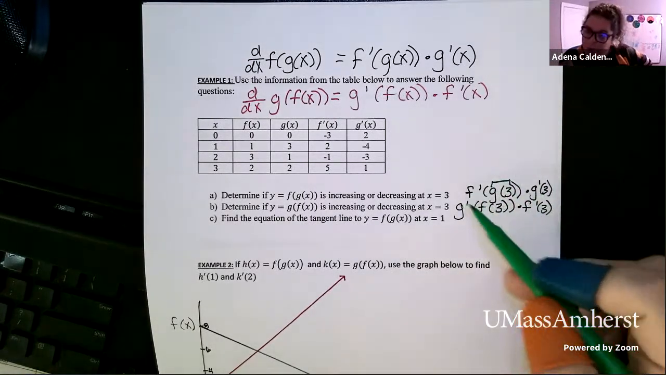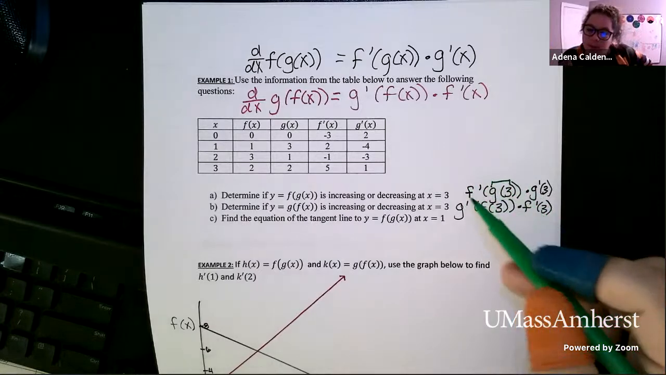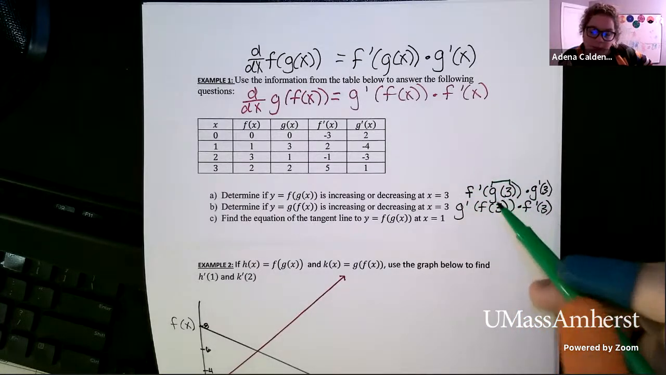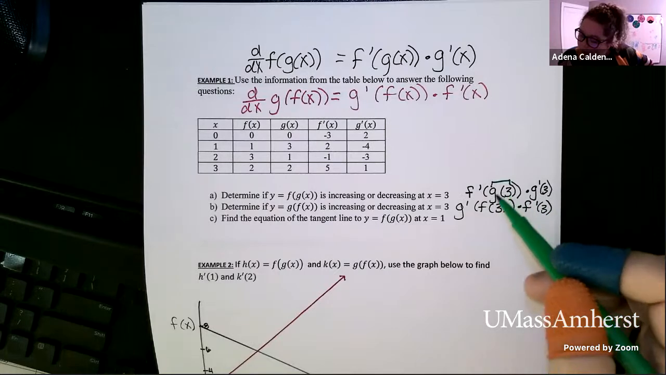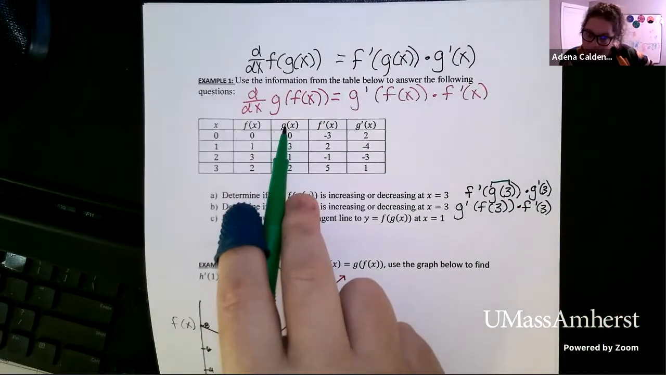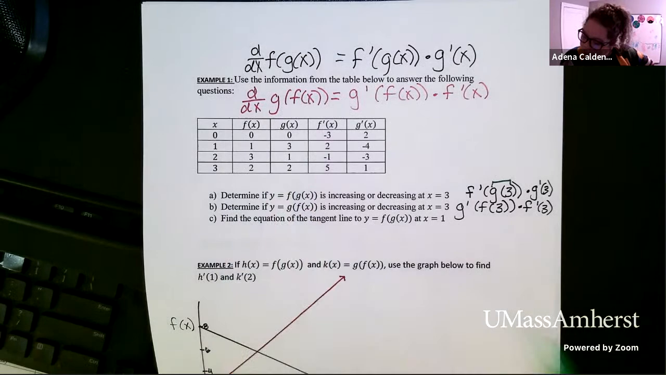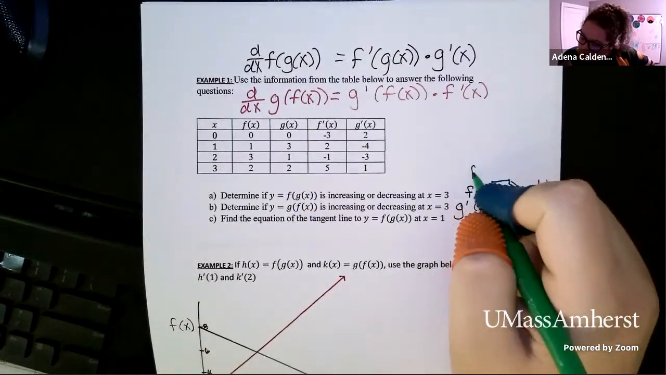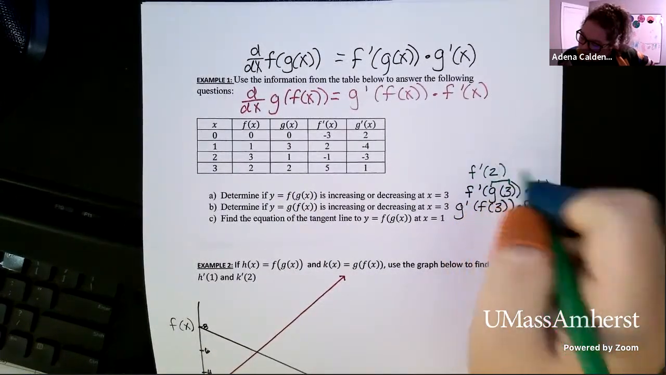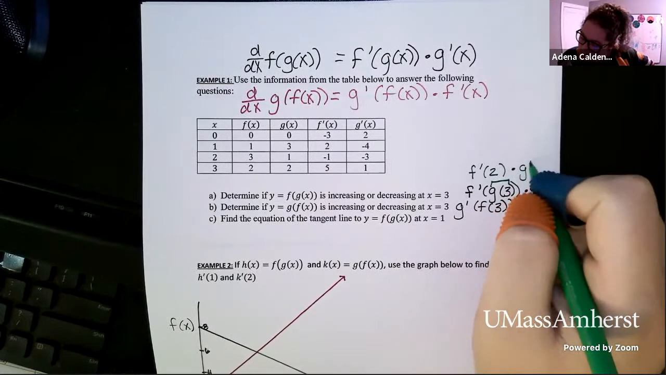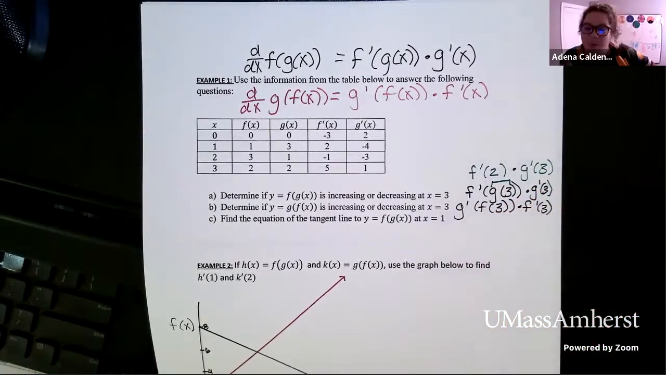So here in this first term, this is still composite. So we need to start from the inside and work our way out. So we start by finding g of 3. So we go to the g column, we go down to 3, and we get the value of 2. So now I have f prime of 2 times g prime of 3.